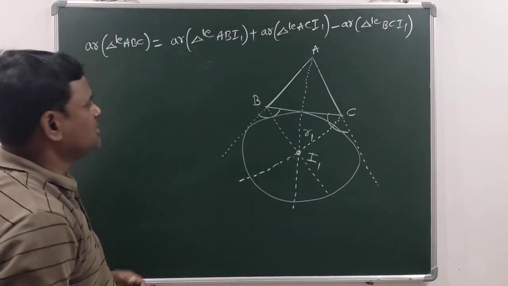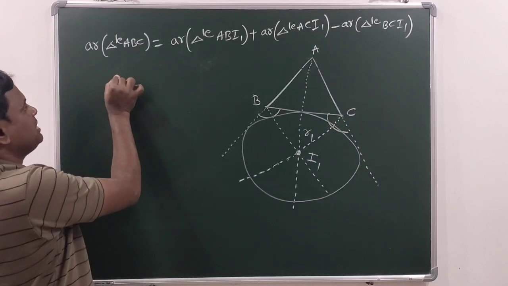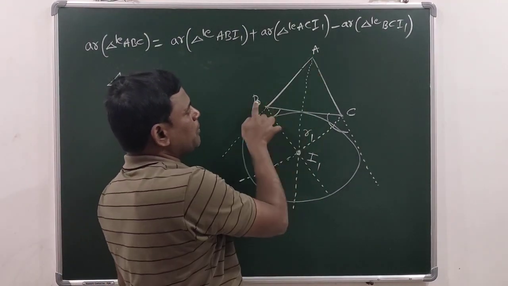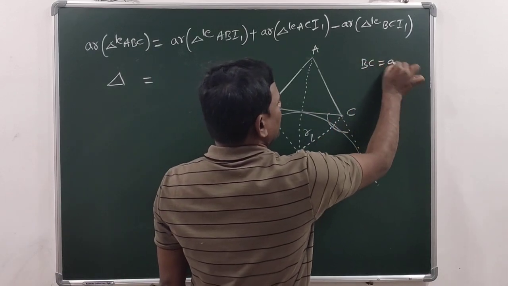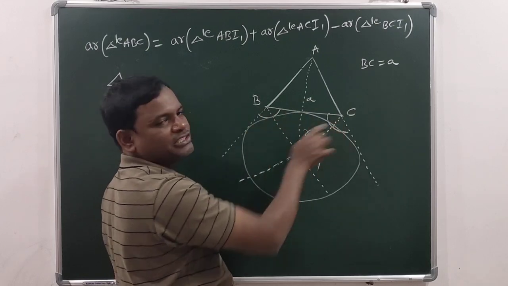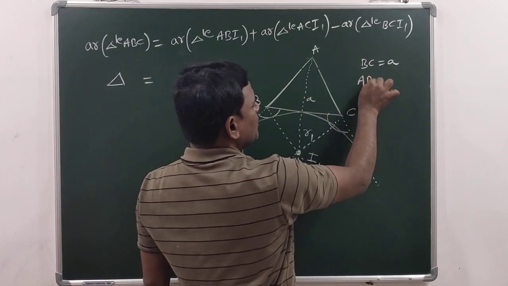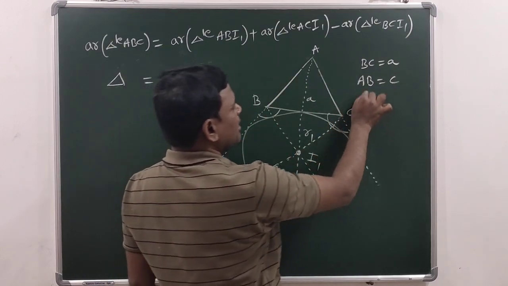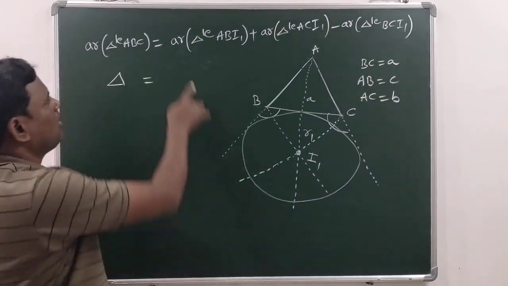Okay. Now, you know, here the area of the triangle ABC is denoted by the letter delta. And you know the side which is opposite to vertex A, that is BC, is denoted by small a. Small a represents what here? Length of BC. The side which is opposite to vertex C is denoted by small c. The side which is opposite to vertex B is denoted by small b. You know this.